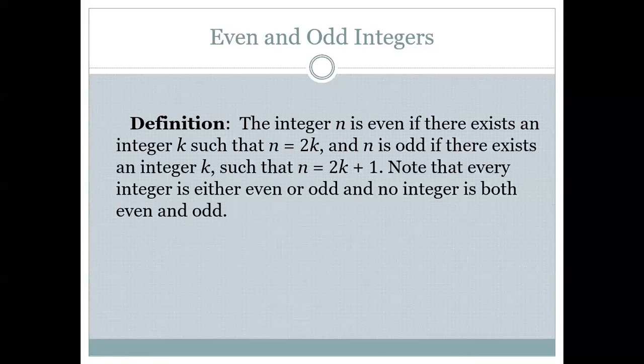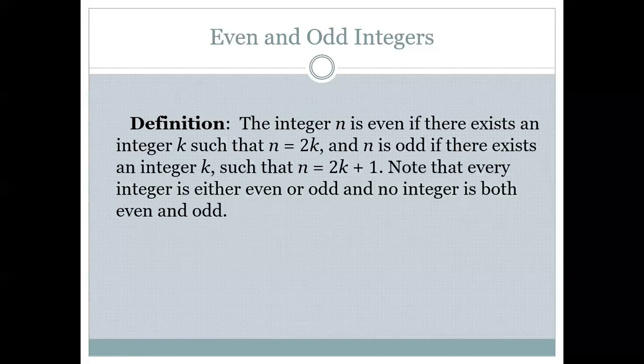What about 1? Is that even or odd? Odd. How do you write it as 2 times an integer plus 1? 2 times 0 plus 1. 0 is an integer, right? Okay, what about negative 1? How would you put negative 1 in the form 2 times something plus 1? 2 times negative 1 plus 1. Yeah, there you go. Any questions on this, please?